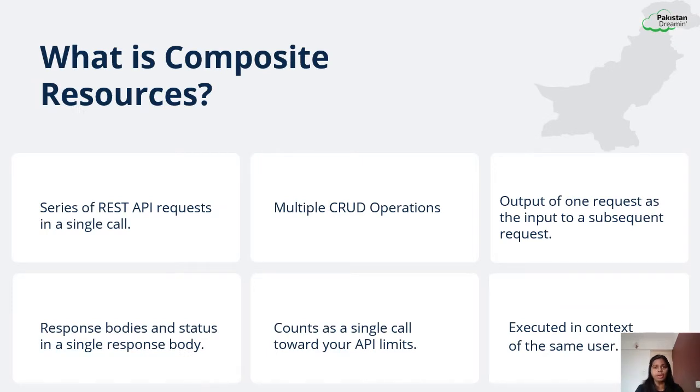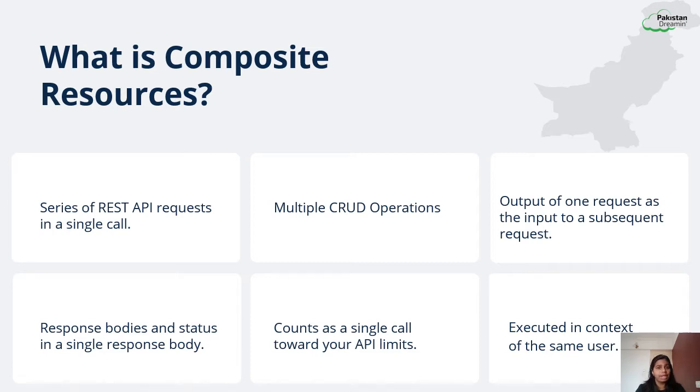Let us first see what composite resources are. We have seen standard Salesforce REST APIs which we use to create or update data in Salesforce from an external system. With these APIs we do one call at a time. So composite resources is an enhanced form of a REST API which executes a series of REST API calls in a single call. It also helps you do multiple CRUD operations like read, create, update, delete, all in a single call. You can use the output of one request as input of a subsequent request. That's a big advantage compared to the single API call we used to do earlier.